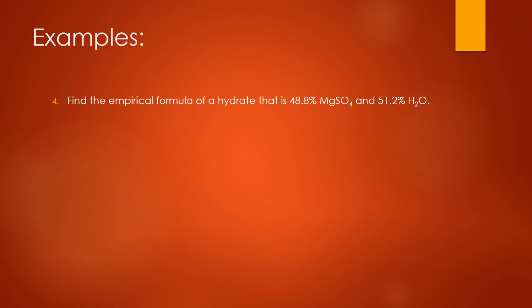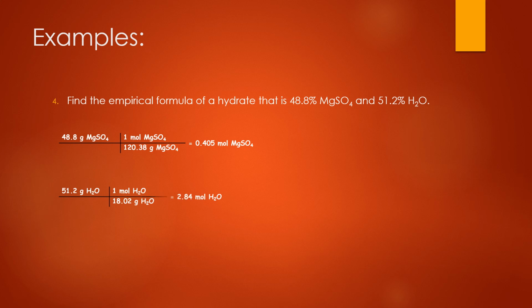All right, so like I said here, what we're going to do is divide each of those masses by their molar mass. So the 48.8 grams of MgSO4 divided by its molar mass, which was 120.38, and we got 0.405 moles of MgSO4. We're going to do the same thing with the water, the 51.2 grams of H2O divided by its molar mass, which is 18.02, and we got 2.84 moles of H2O. All right, so just like we did before, we're going to divide by the smallest number of moles, which is the MgSO4.